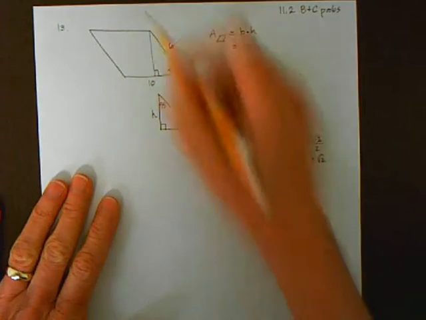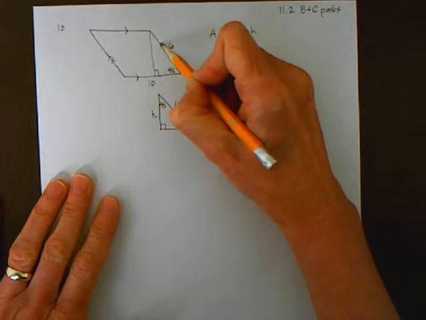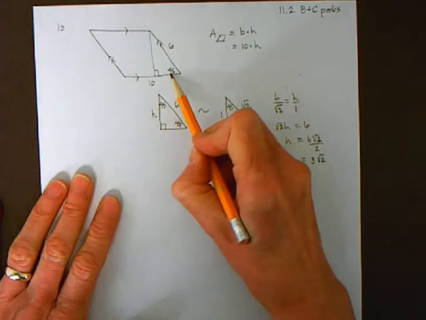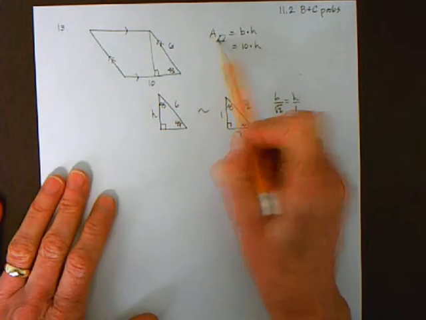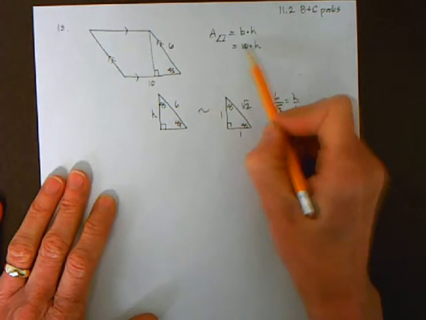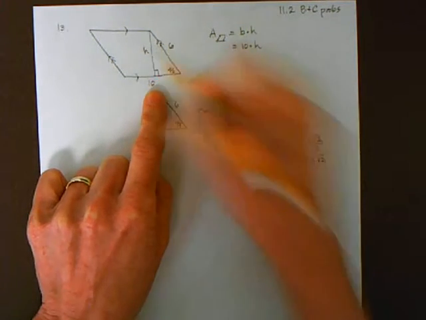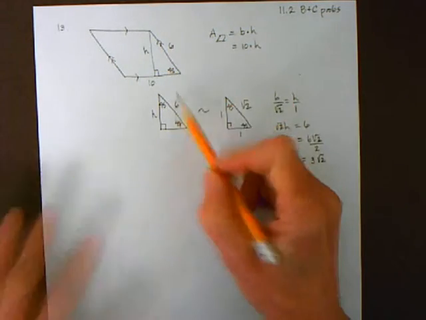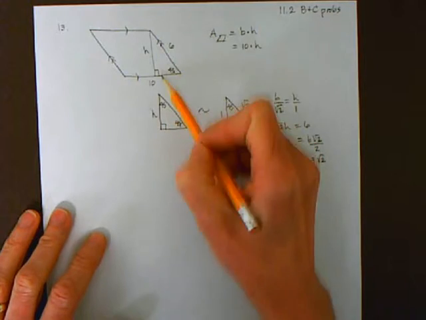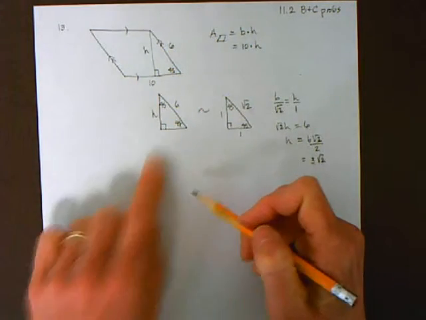Okay, so here's my parallelogram. And we're told that it has a 45-degree angle, so there it is. Okay, sides 6 and 10. We know that the area of a parallelogram is base times height. We know that the 10 is the base, but we don't have a height here. That's the problem. So what I need to do is look at this little triangle here on the end of this parallelogram. Okay, so I drop this perpendicular because that's the height that I'm trying to find.